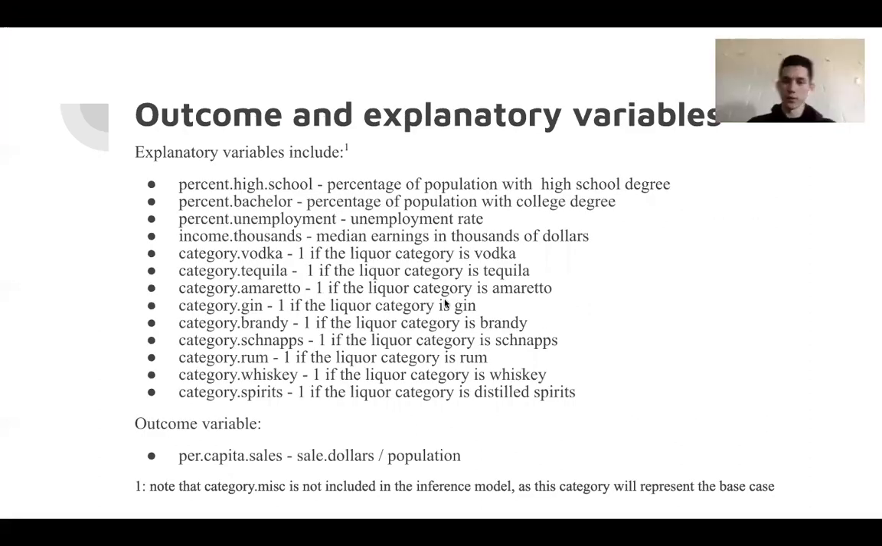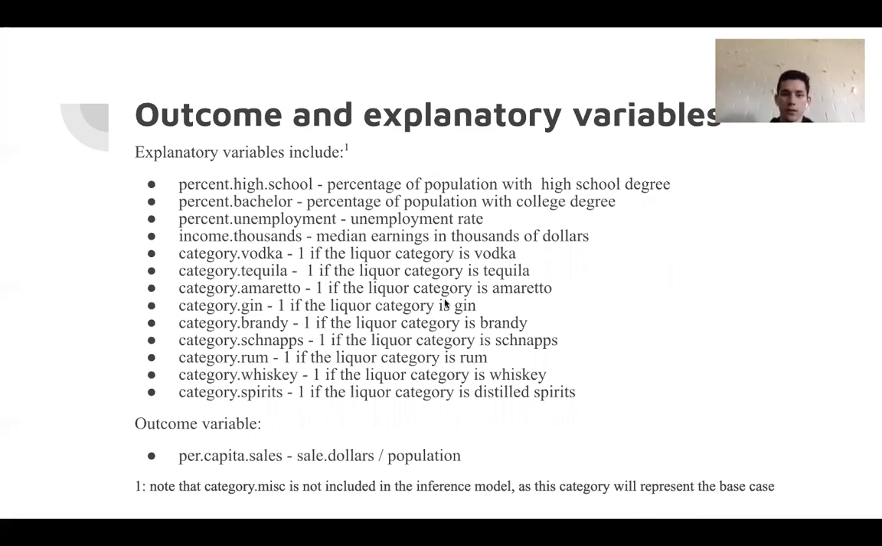So we included 13 different explanatory variables, the first 3 of which are percentages of the population with high school degrees, bachelor's degrees, and the unemployment rate. As Kyle mentioned, we divided these variables by 100, so they range from 0 to 1, making our coefficients larger and making it easier to assess the relative impacts.